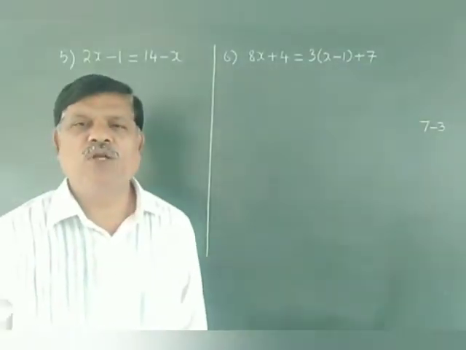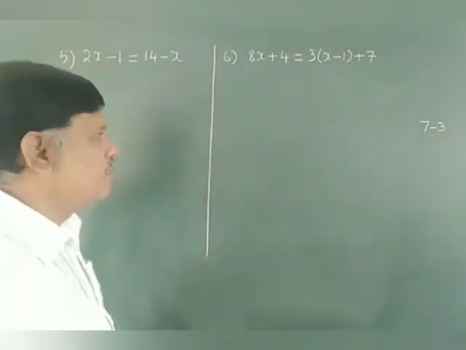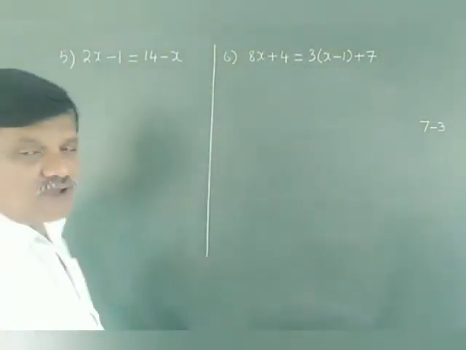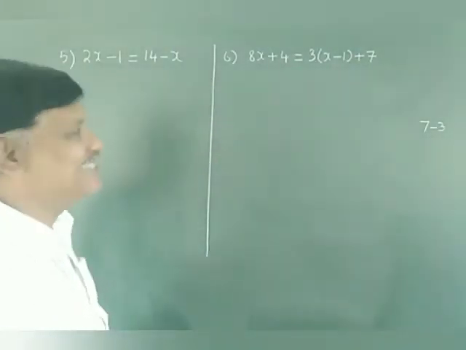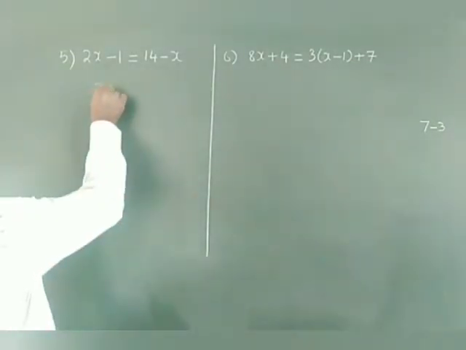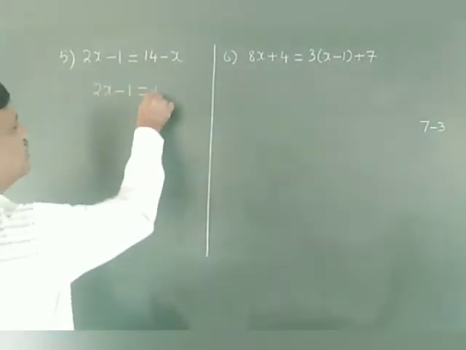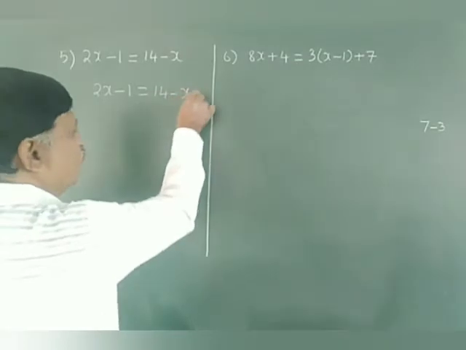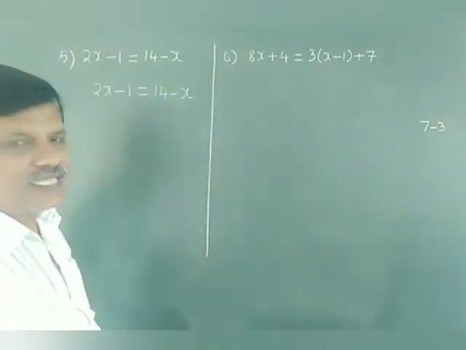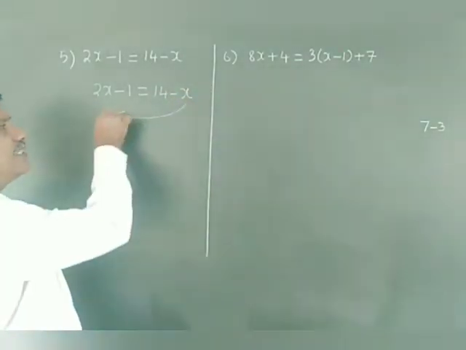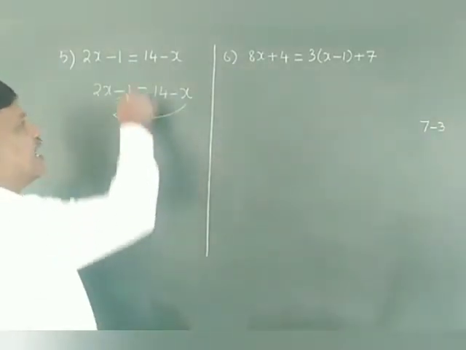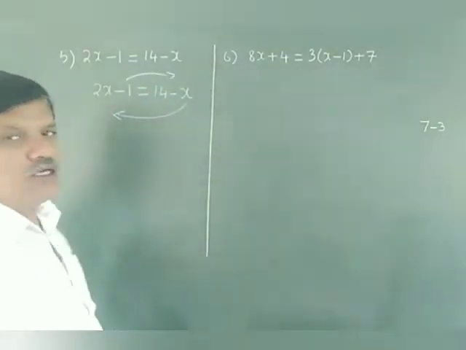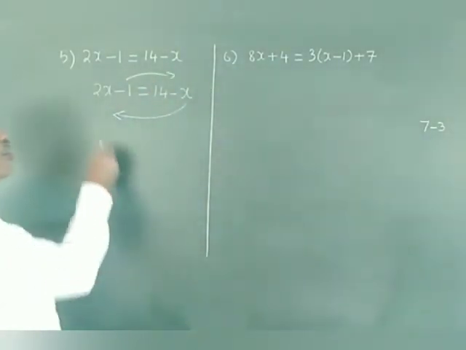Now we move on to the next two problems, problem number 5 and problem number 6. What is problem number 5? 2x minus 1 equals 14 minus x. Now we transpose minus x to LHS and minus 1 to RHS. So doing so, what do you get?